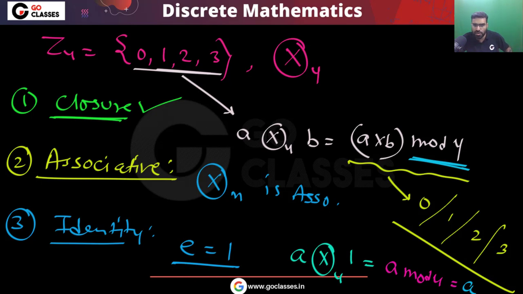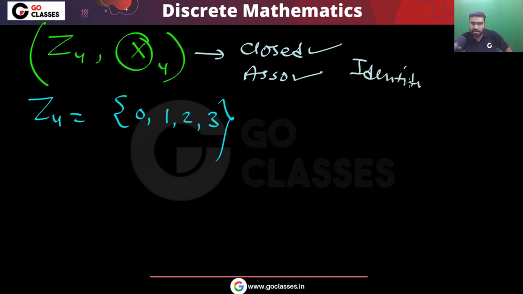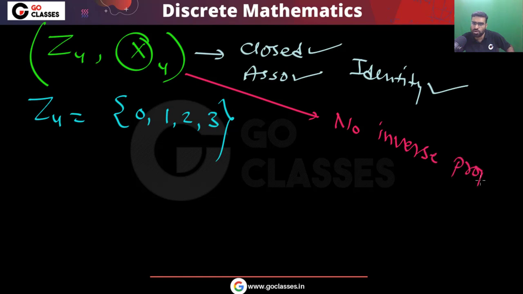But what about the inverse property? You can see this structure is closed, it is associative, and it also has an identity element, which is 1. Now, what about the inverse property? You can see this structure does not have the inverse property. Why is there no inverse property? Because you can easily notice that there is no inverse of 0. Okay, let's find out the inverse of 0.